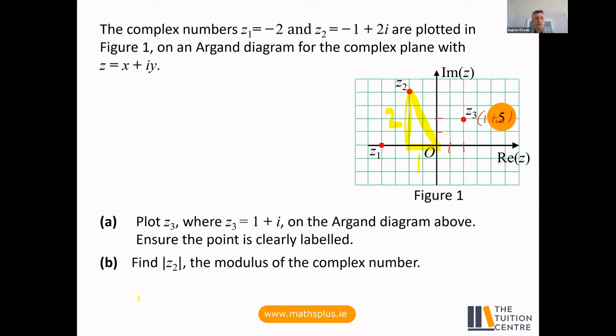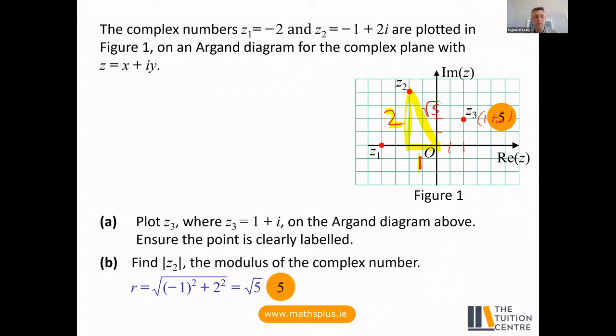So what are we going to say here? Well, you can say r is equal to the square root of the real part squared plus the imaginary part squared. Or you can think about it as this is the distance of 1, this is the distance of 2. So it'll be the square root of 1 squared plus 2 squared. And that turns out to be equal to the square root of 5.